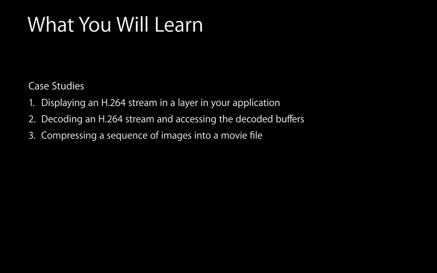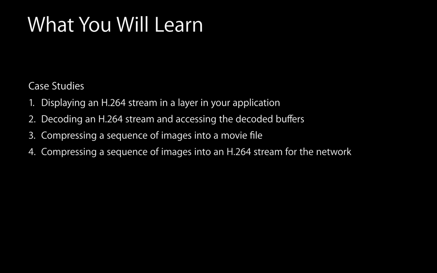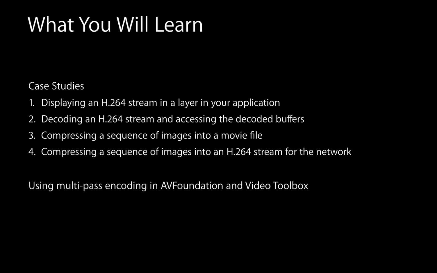Next, we'll be talking about the case where you have a sequence of images coming in from the camera or someplace else, and you'd like to compress those directly into a movie file. And accompanying that, there's the case where you have a stream of images coming in from the camera or someplace else, and you'd like to compress those but get direct access to those compressed sample buffers so that you can send them out over the network or do whatever you like with them. And then finally, we're going to give you an intro to our new multipass APIs that we're introducing in iOS 8 and Yosemite.